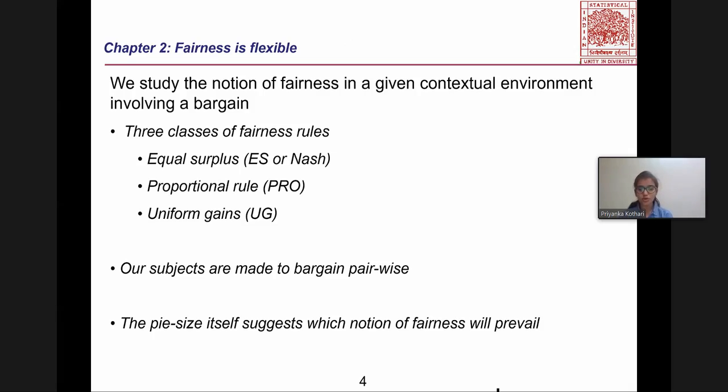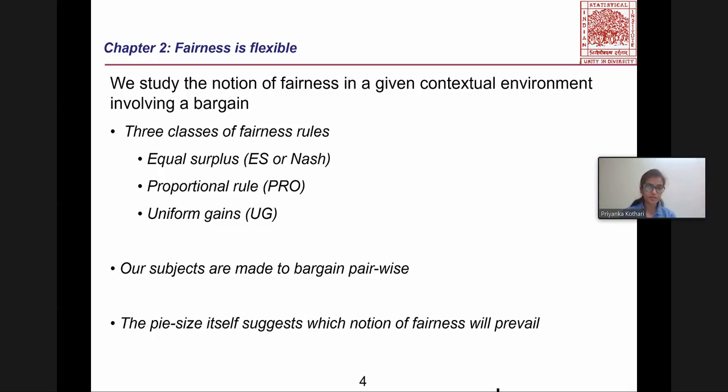We want to know, if we have this multiplicity of fairness, what idea actually prevails in reality. So we look at this question in a particular setup of unstructured bargaining, and we look at three classes of fairness rules. We make our subjects bargain pairwise, and what we find is that the pie size itself suggests which notion of fairness will prevail in reality.